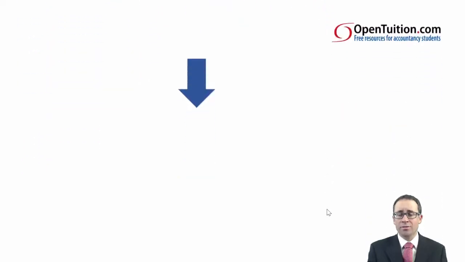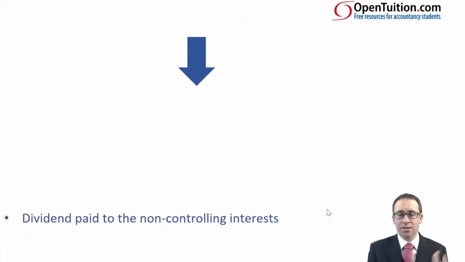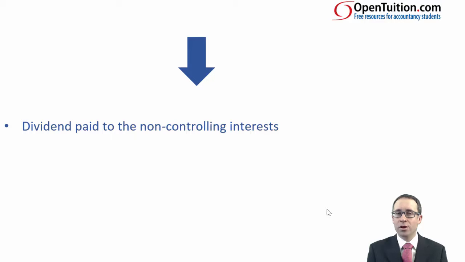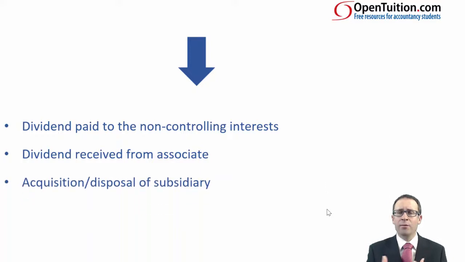So just to summarize, the three main areas that we need to consider are the dividend paid to the non-controlling interest, the dividend received from the associate, and then either the acquisition or the disposal of a subsidiary. So they're the three things that we look at in the chapter first, and then we go on to build it up by looking at a full-blown group statement of cash flows example.